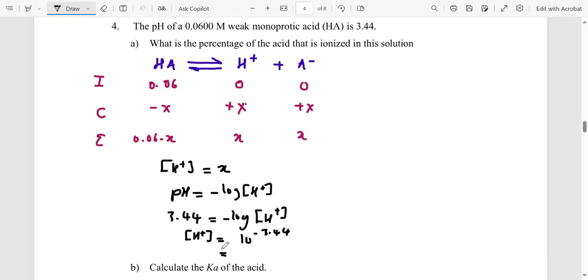And this is going to be, let's see, 10 to the power negative 3.44 is 3.63 times 10 to the power negative 4 molar. Okay, so this is how much ionized.